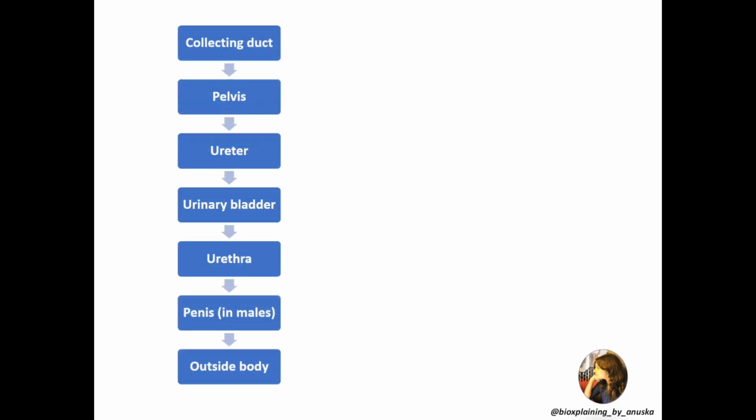So from the collecting duct onwards, this is the pathway: to the pelvis, to the ureter, urinary bladder, urethra, and outside. One thing that we are noting here is a subtle difference between the male body and the female body: in the female body, the urine directly flows from the urethra to outside of the body, while in the male body, we'll see that there is the penis which is involved.